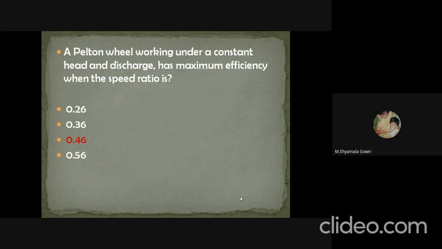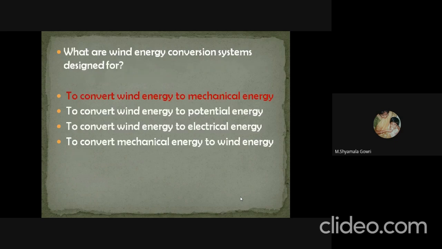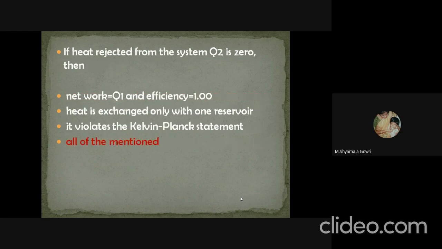A Pelton wheel working under a constant head and discharge has maximum efficiency when speed ratio is 0.46. What are wind energy conversion systems designed for? This is designed for converting wind energy into mechanical energy. Further, mechanical energy is given to the generator. There, the mechanical energy is converted into electrical energy. Basically, wind energy conversion system is designed for converting wind energy to mechanical energy.